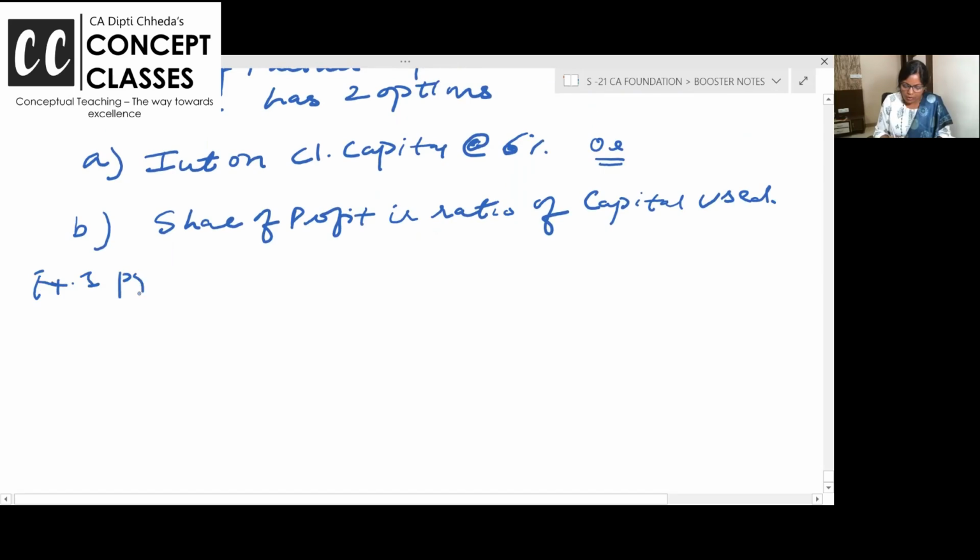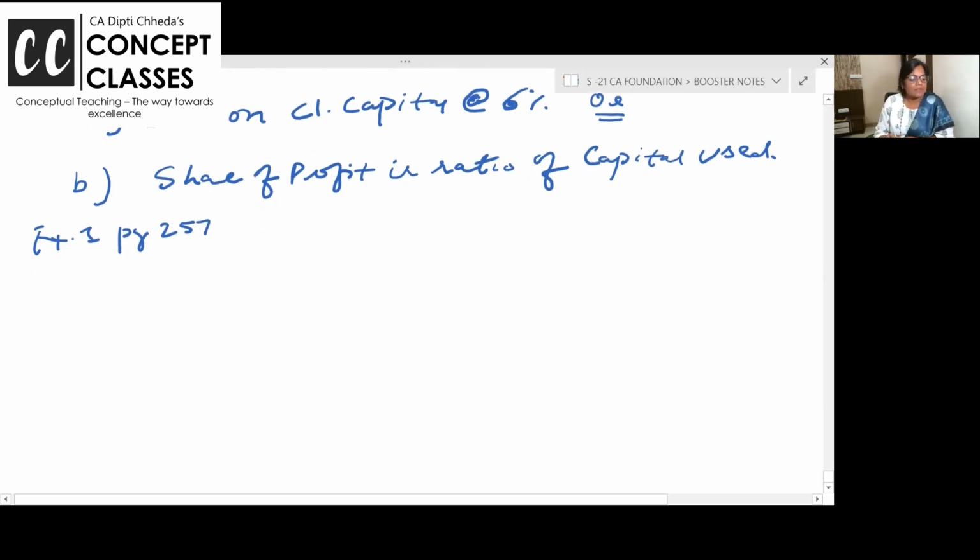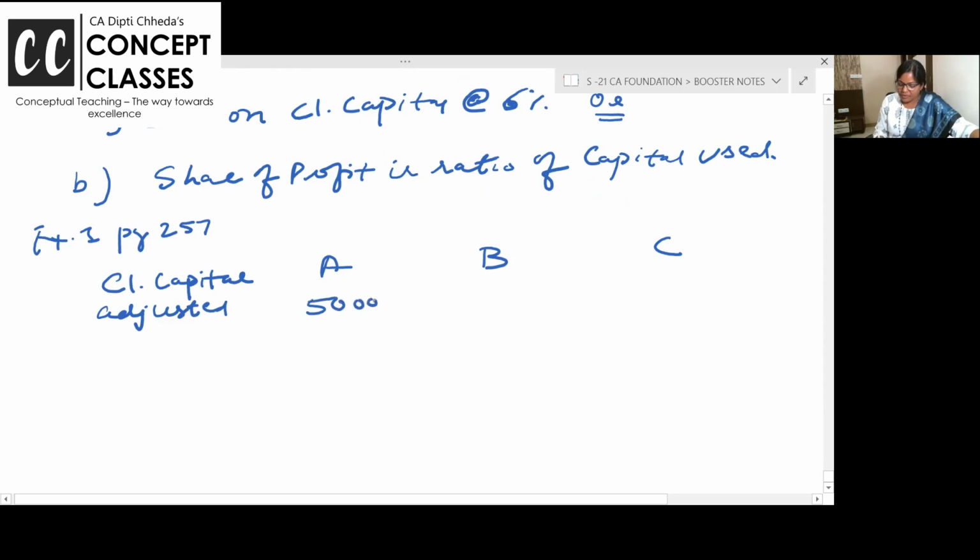Example 1 on page number 257, after that 12th problem के ऊपर. Closing capital of A, B and C all adjusted. Adjustment के बाद adjusted closing capital of A, B, C कितना है? 50,000, 75,000, 1,20,000.